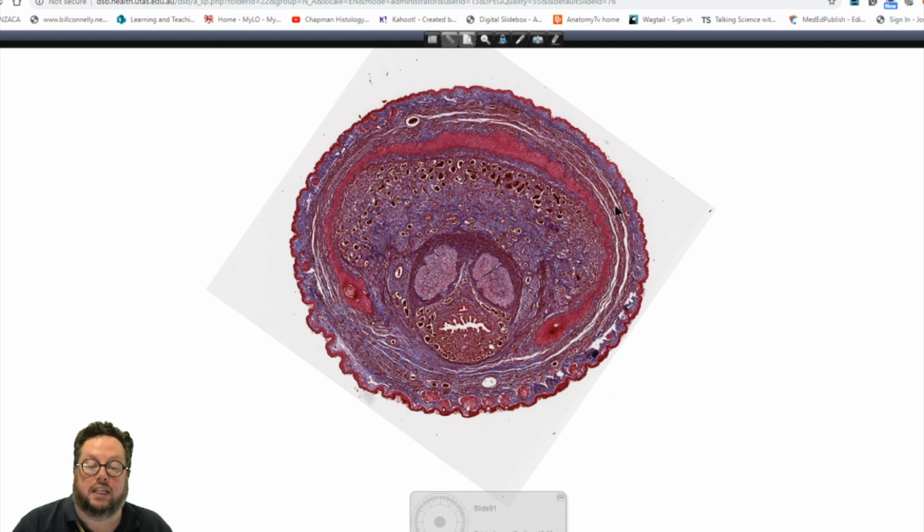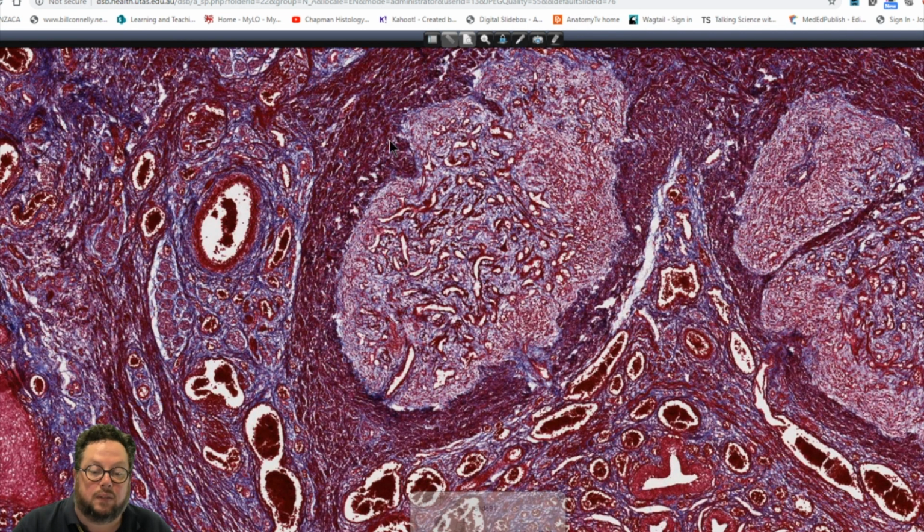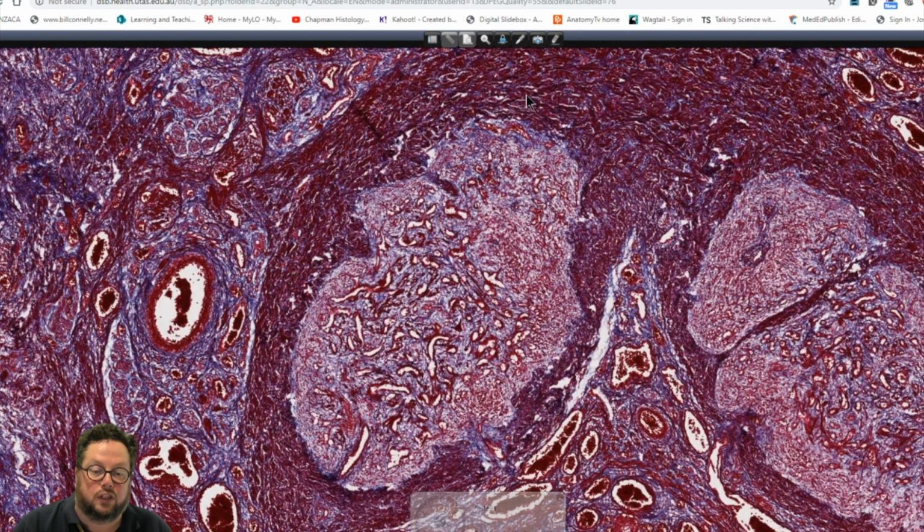So this is a trichrome stain section, so collagen is stained blue here. This is the keratinized layer of the prepuce. So this is the glans penis. Then we've got our two upper erectile tissue masses. These are the corpus cavernosa, and we've got this thick, dense connective tissue capsule here, which is known as the tunica albuginea. Now we'll see that name pop up many times during our look at the reproductive systems.